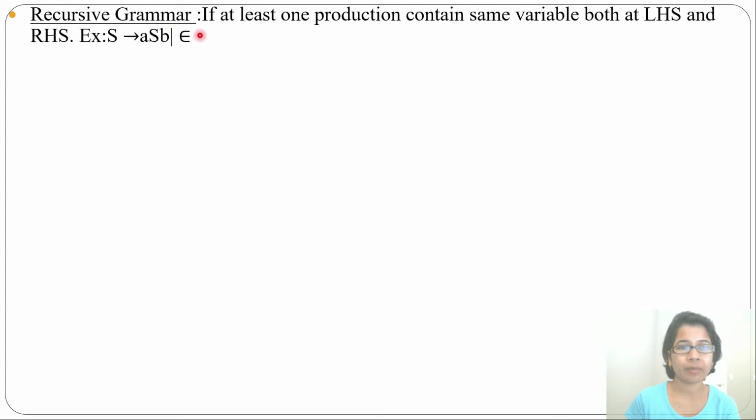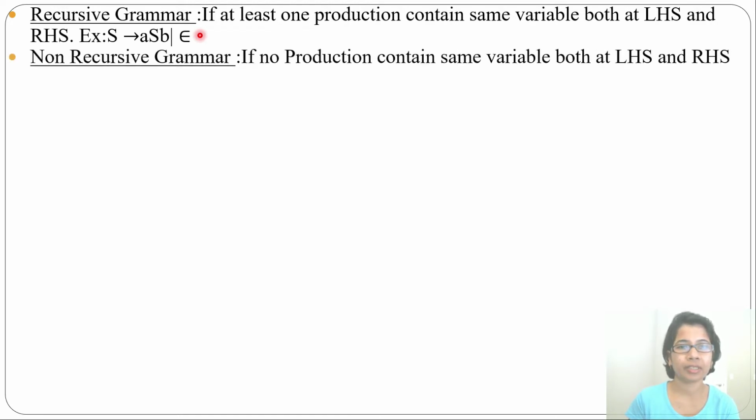Next, non-recursive grammar. If no production contains the same variable in LHS and RHS, then this is a non-recursive grammar. For example, from S you are deriving A. Here the variable is S, here the variable is A. Both are not the same. If LHS and RHS variables are not the same, this is non-recursive. If the LHS variable and RHS variable are the same, then this is recursive. And recursive means it is an infinite grammar. From this you can generate an infinite number of strings, and non-recursive means it is finite.